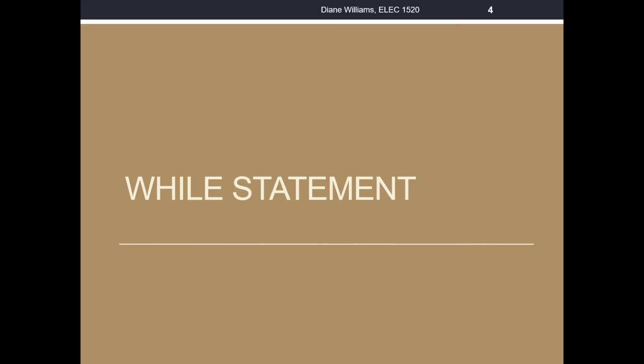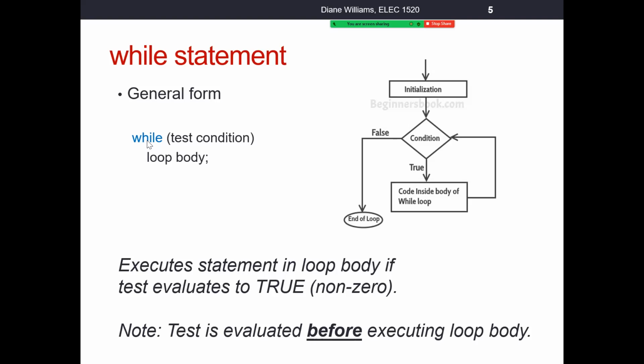The while statement in C++ has a general form of the keyword while, and then we put a test condition in parentheses. So while this test condition is true, as the flow chart shows, we're going to execute the code inside the body of the loop. And by loop, you can see this flowchart arrow says, when you get to the end of the loop, you go back up and rerun the test condition.